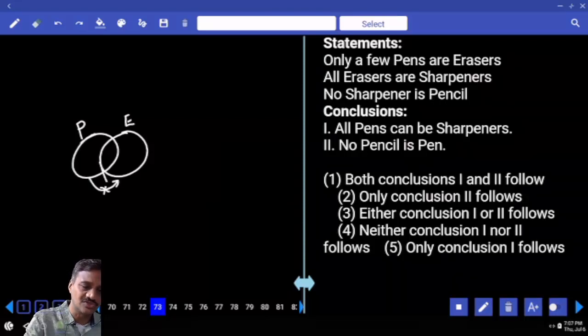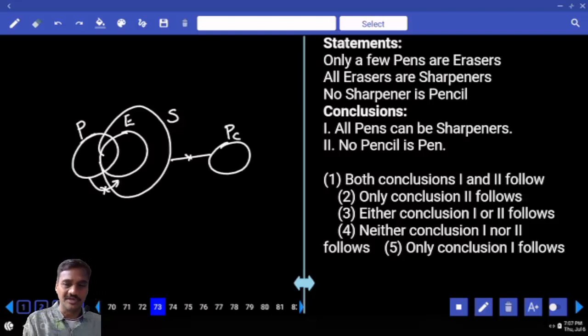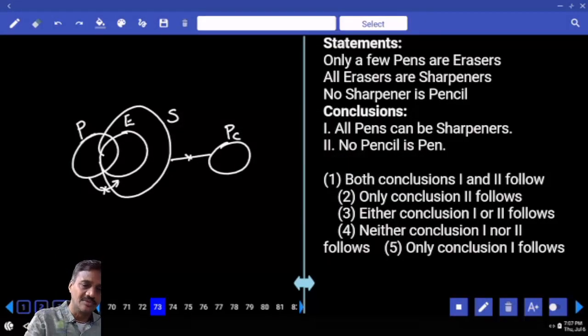All erasers are sharpeners. This entire eraser is a sharpener. No sharpener is a pencil. No intersection between pen, sharpener and a pencil. And first one, all pens can be sharpeners. Now this entire pen can means it is a possibility. Can the pen be a sharpener? Yes, it is possible. Entire pen cannot be an eraser, but pen can be part of sharpener. Hence it is possible. First one, possible.